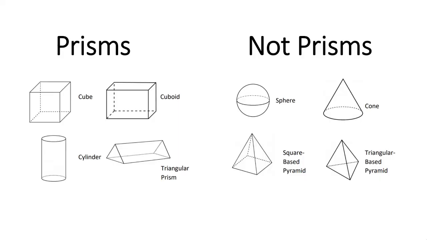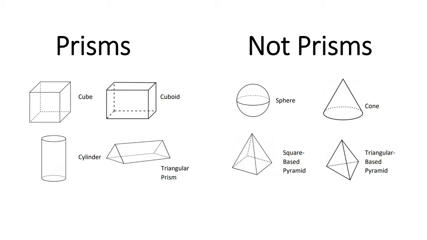Well, first thing I'm going to do is I'm going to look at all the shapes that we've seen so far, the 8 named shapes, and I'm going to sort them into 2 groups, because some of them are prisms, it turns out, and some of them are not. That the cube, the cuboid, the cylinder, and the triangular prism, funnily enough, are prisms, whereas the sphere, the cone, the square-based pyramid, and the triangular-based pyramid are not prisms.